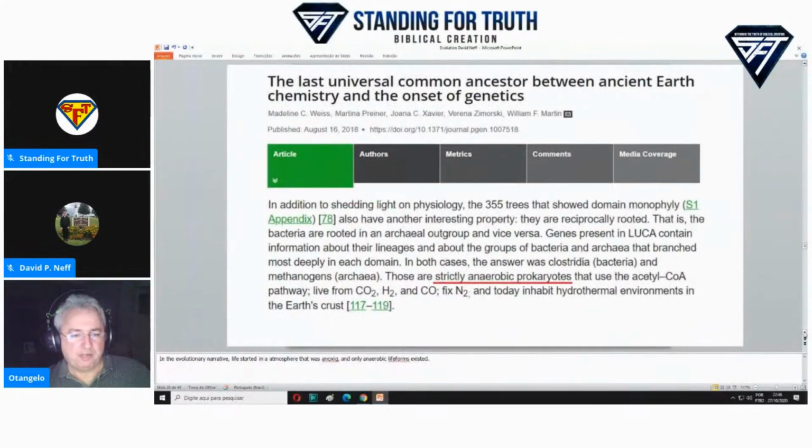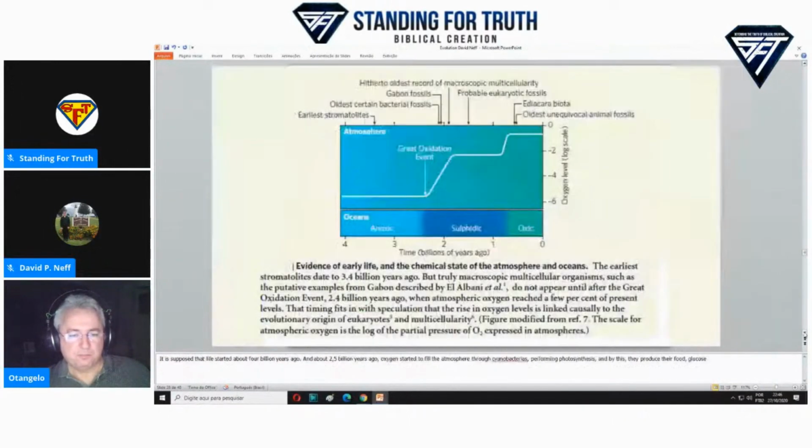In the evolutionary narrative, life started in an atmosphere that was anoxic, and only anaerobic life forms existed. It is supposed that life started about 4 billion years ago, and about 2.5 billion years ago, oxygen started to fill the atmosphere through cyanobacteria performing photosynthesis, and by this, they produced their food, glucose.